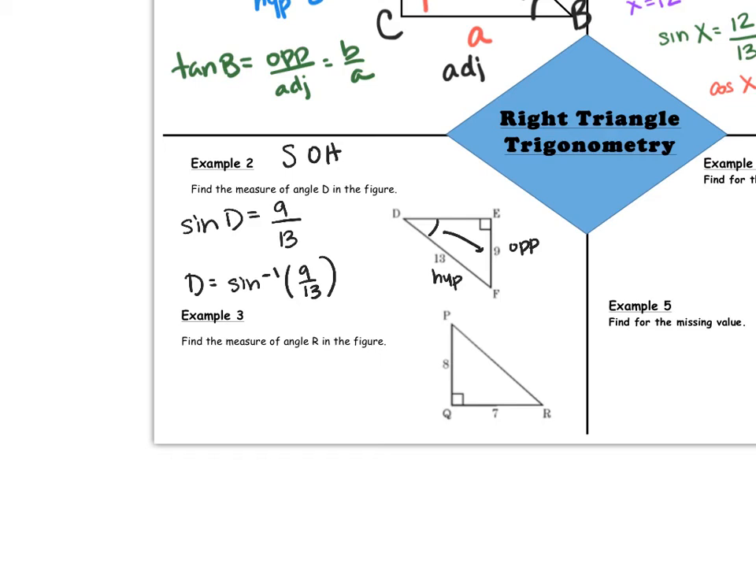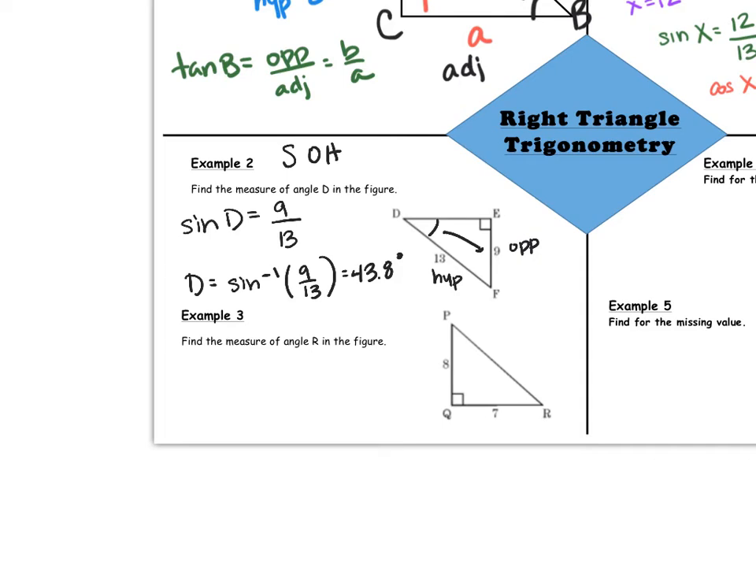And once your calculator is set in degrees, you're going to go find the sine inverse function. And it's the button that should be right above sine. Normally you have to access it by pressing the second or a shift key. So press your second key, sine inverse, and do 9 divided by 13. And that's going to give you an angle measure of approximately 43.8 degrees.